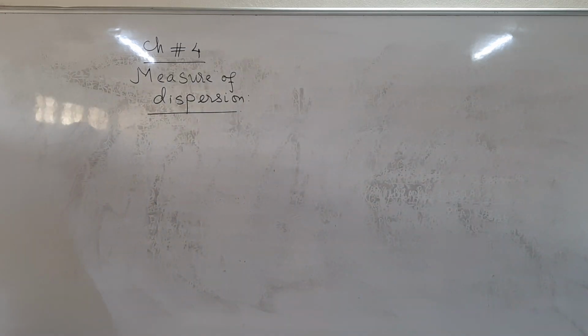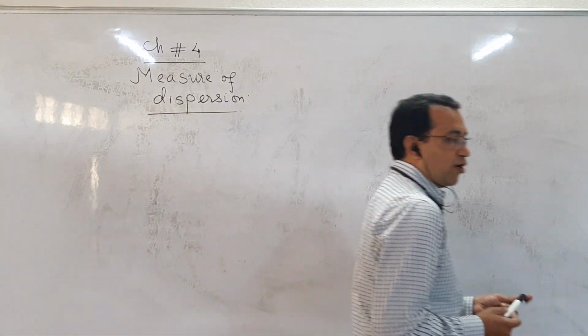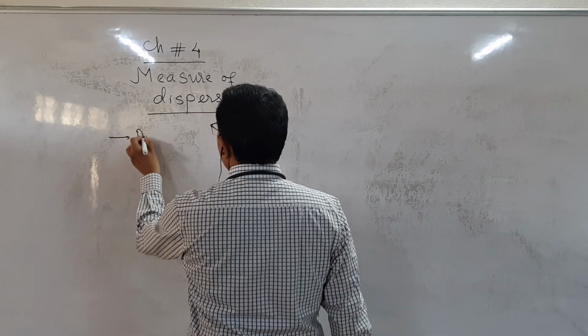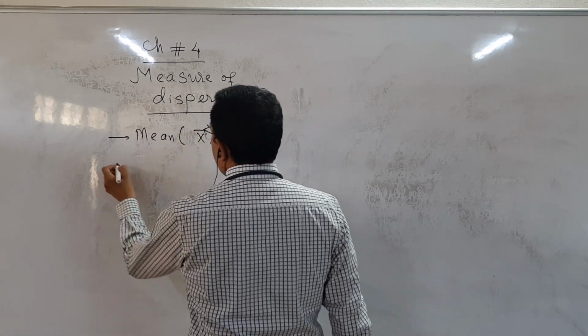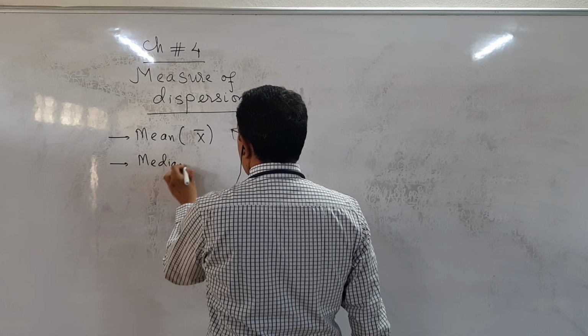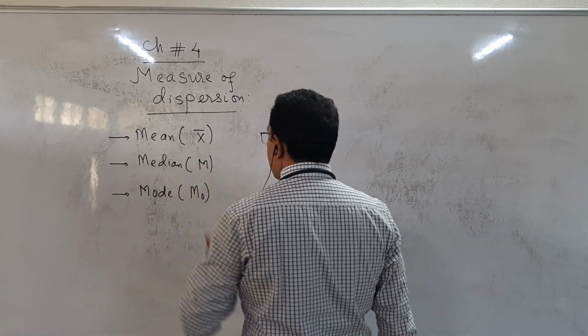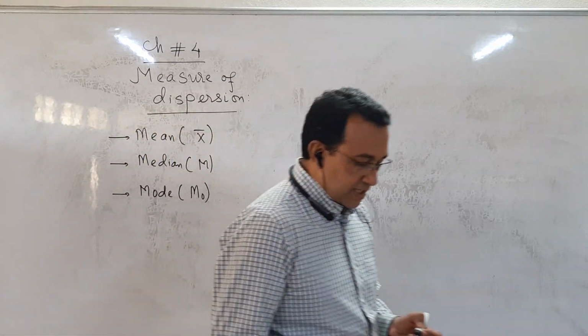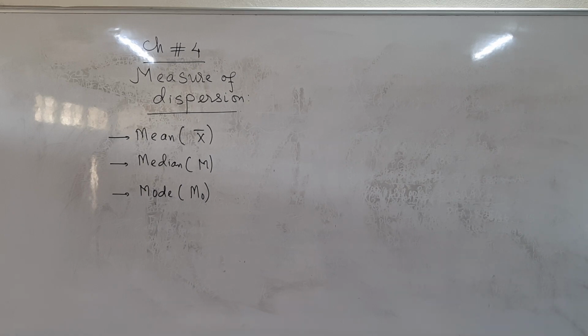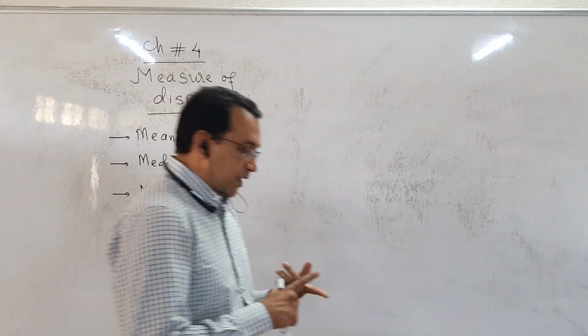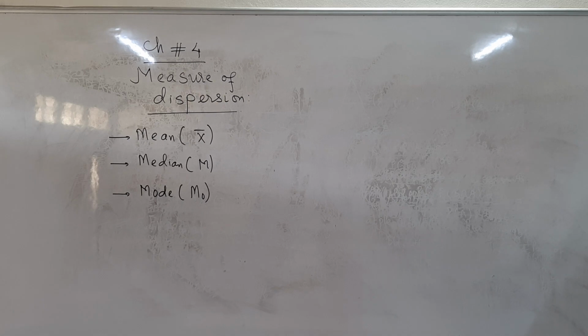Now students, in chapter number 3 we have studied measures of central tendency. The fundamental measures of central tendency were mean denoted by x bar, median denoted by M, and mode which is denoted by M0. And few positional measures such as quartiles, deciles and percentiles, students, we have studied.